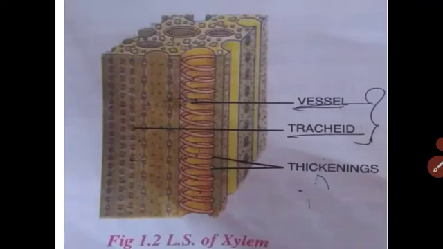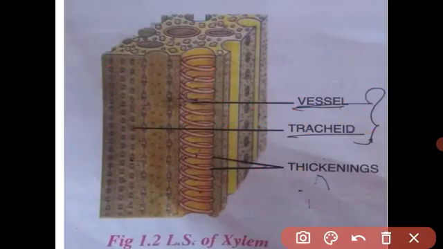See, this is the long, elongated cell. These elongated cells, this elongated cell is called the tracheid. Tracheid is a dead cell. Their ends have a tapering, meaning pointed end, and the pores are present on the tracheid.